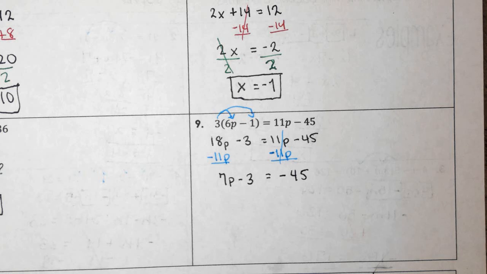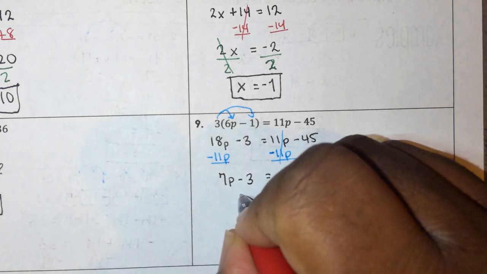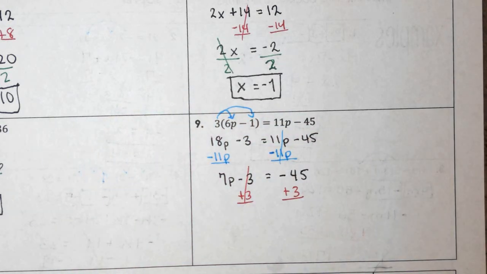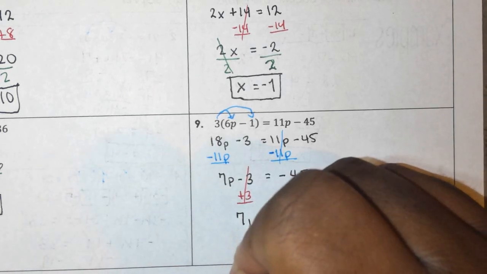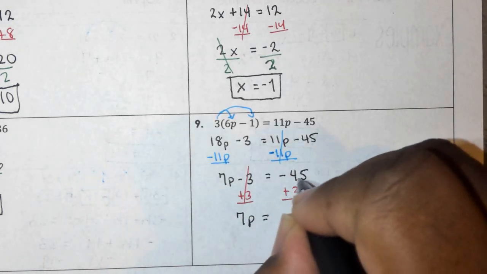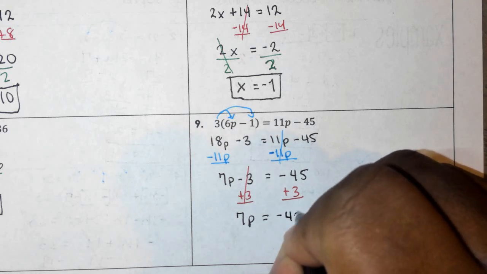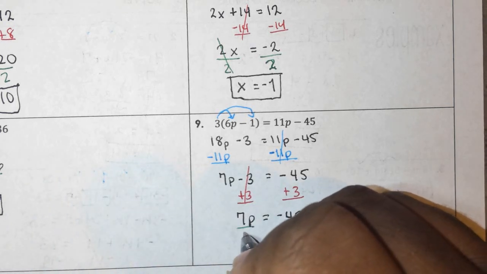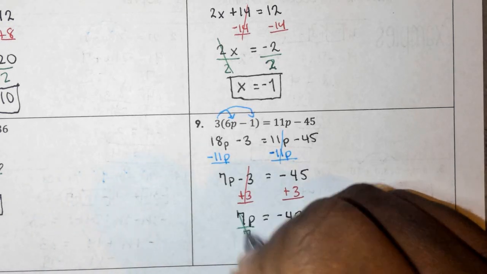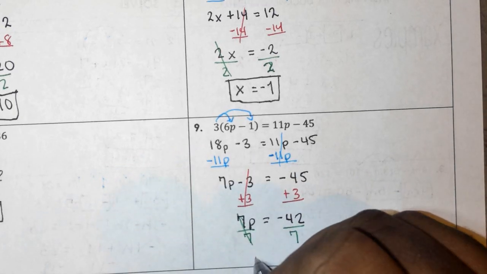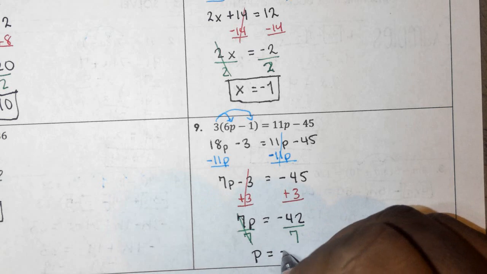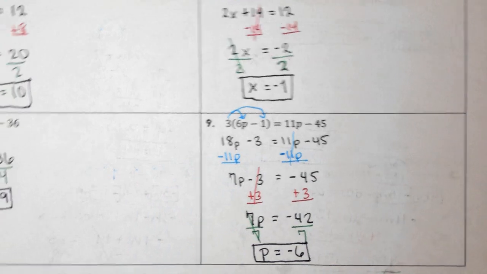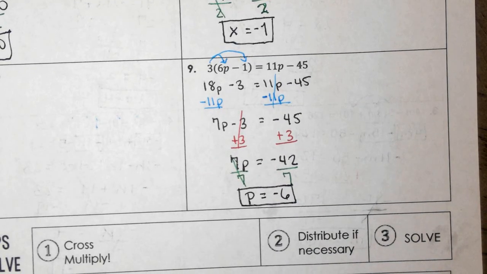Once you get here, y'all should start to feel real comfortable. Add 3, add 3, cancels. 7p equals, we add 3 to that, we're going to get negative 42. And we need to divide by 7. Divide by 7. Divide by 7. We get p equals negative 6. Alright. And that's going to be our answer for number 9.